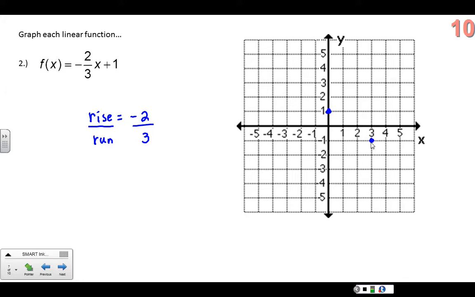I can do it again. Over 3 to the right, down 2. And you can continue to do that as much as you like. Then you're able to graph the linear function. Forgive my curvy line there, but I'm not using a ruler or a straight edge to get that. But you get the idea of what we're talking about.